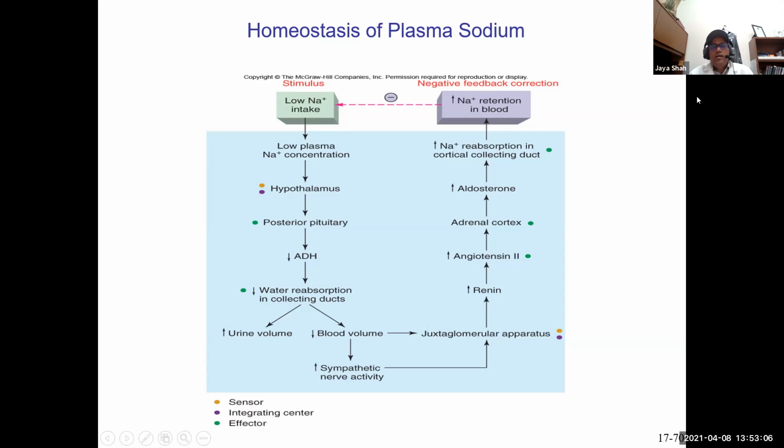But if you have reduced blood volume, then if you want to increase your blood pressure, what do you have to do? If there is reduced pressure in your afferent arteriole, it can be due to this reason or any other reason. If you have reduced blood volume, that blood volume is detected by the juxtaglomerular apparatus.